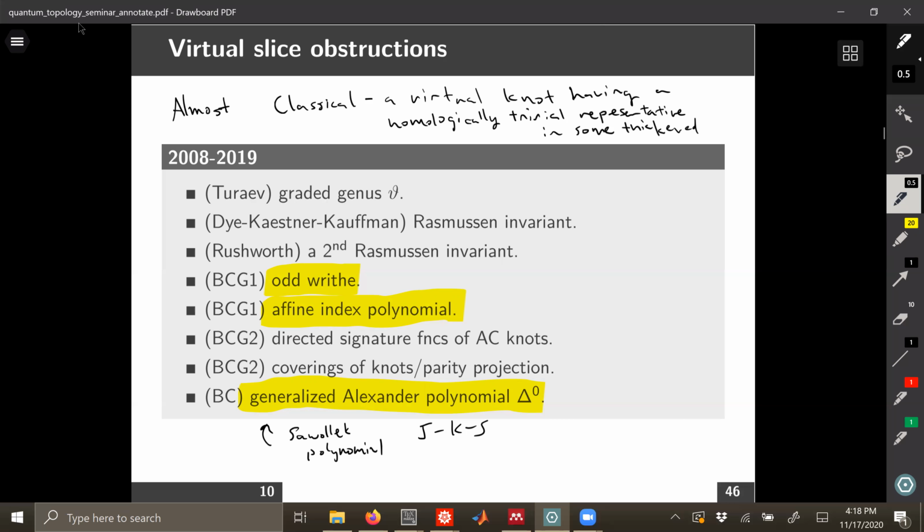Okay, so I believe that is where the second part of the talk that was recorded first will pick up. So I'll just stop there.